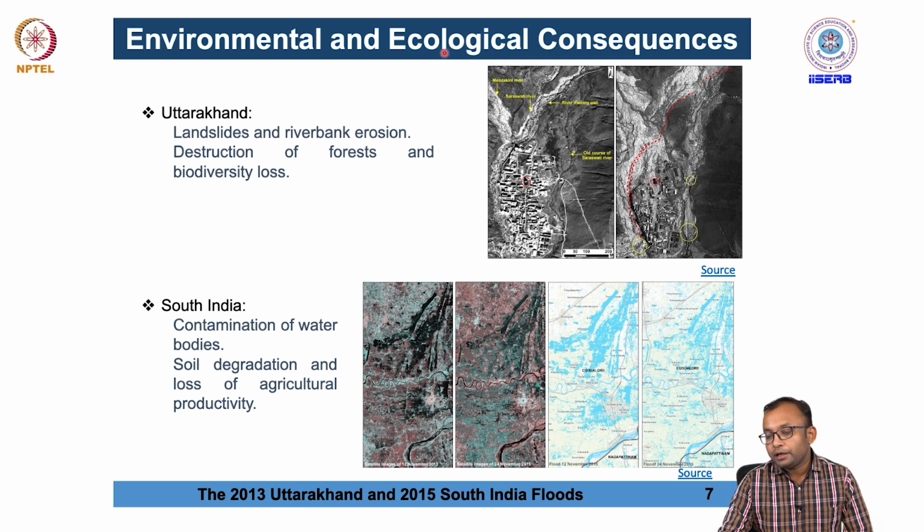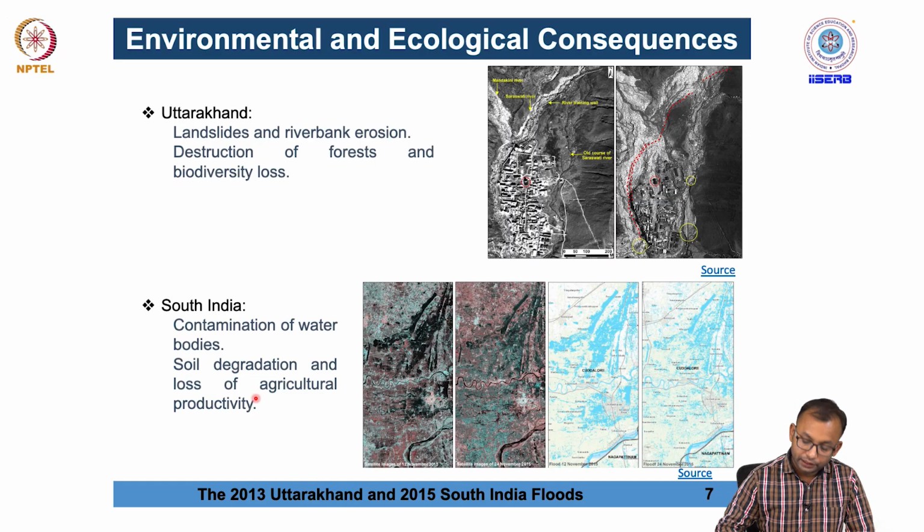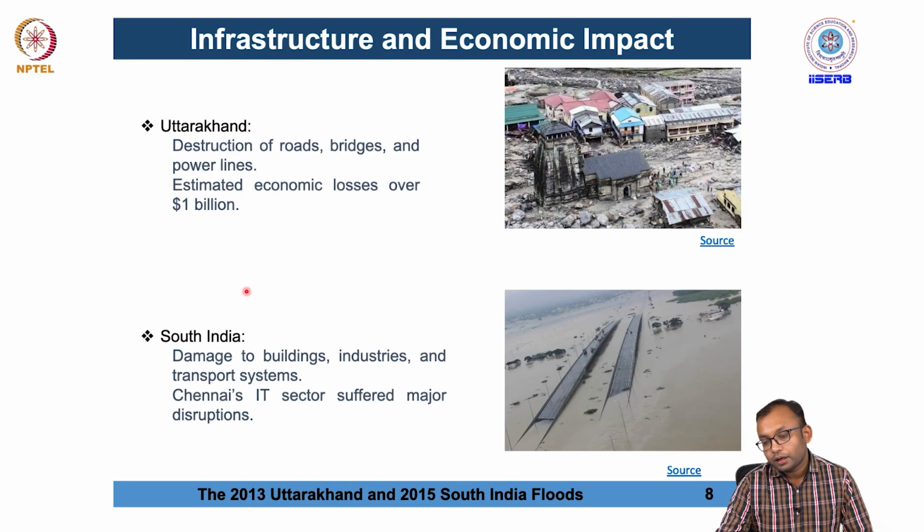What are the environmental and ecological consequences? Because of the Uttarakhand landslide, river bank erosion, destruction of forests and biodiversity loss were also reported, and these are secondary effects of these extreme weather events in that particular region. In the South Indian part, we have also reported contamination of water bodies, soil degradation and loss of agricultural productivity because of the excessive flooding events in southern India as well.